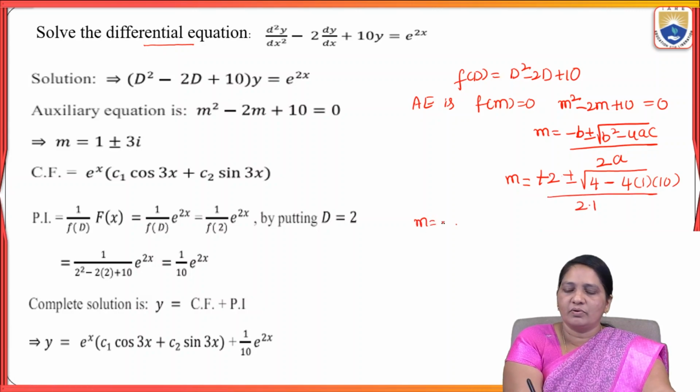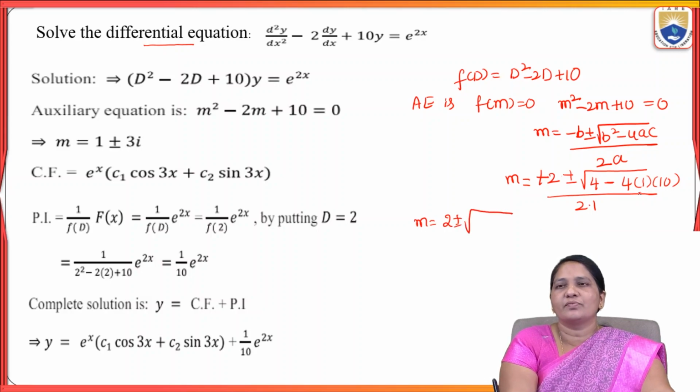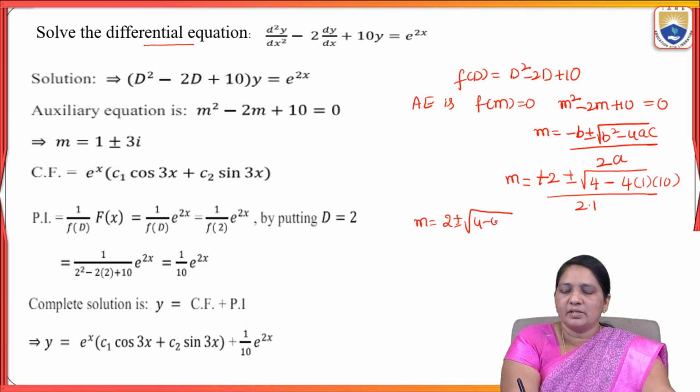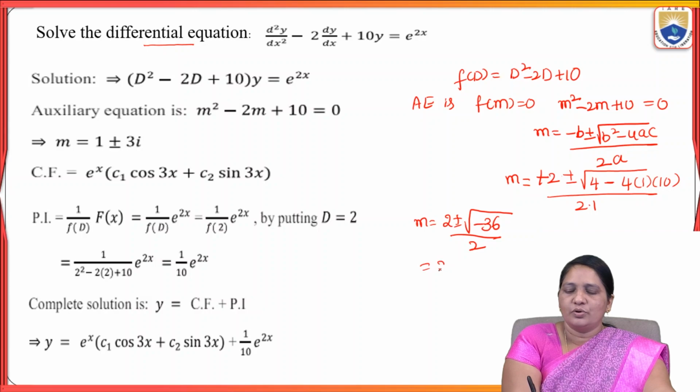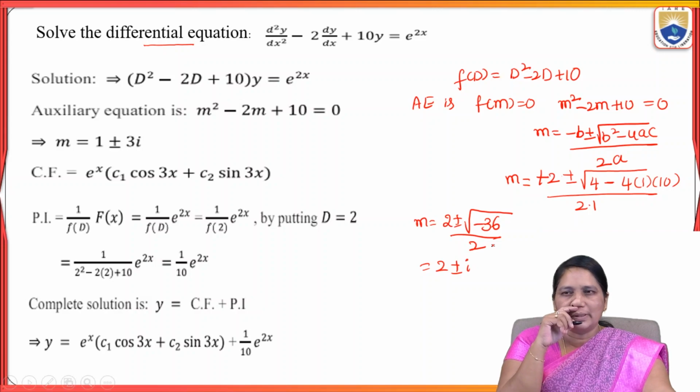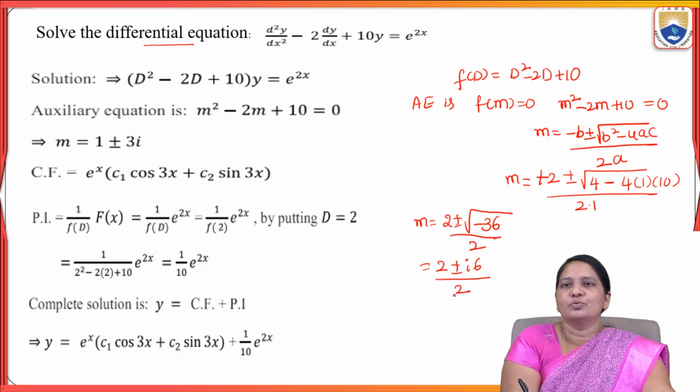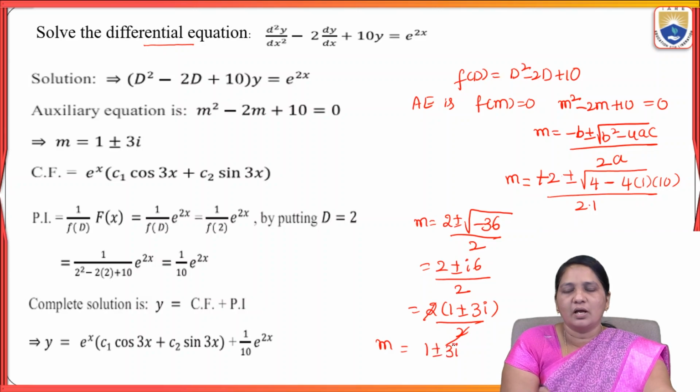So finally m equal to 2 plus or minus square root 4 minus 40. So 4 minus 40 is minus 36 by 2. So here 2 plus or minus square root 36, I can write 6i by 2. Taking the 2 common here, 1 plus or minus 3i by 2. So 2 will be cancelled. M I am getting here 1 plus or minus 3i.